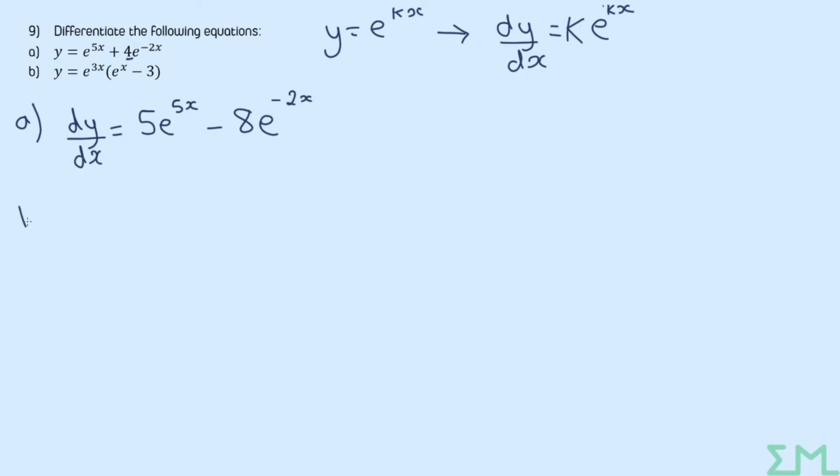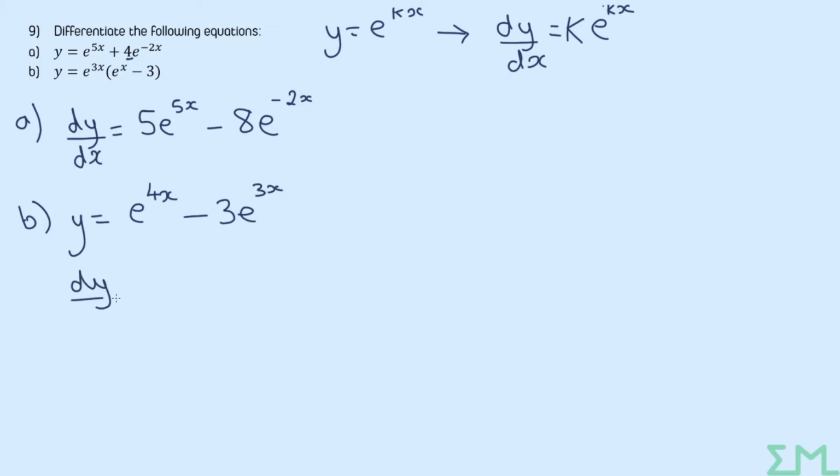Okay, that's it. Part B, now this one, currently written as a product, we don't until next year, in year 2, have a way of dealing with products in differentiation, so we're going to have to rewrite this equation so we have separate terms, and that's just going to require a bit of expanding out. So e to the 3x times e to the x is e to the 4x minus 3e to the 3x.